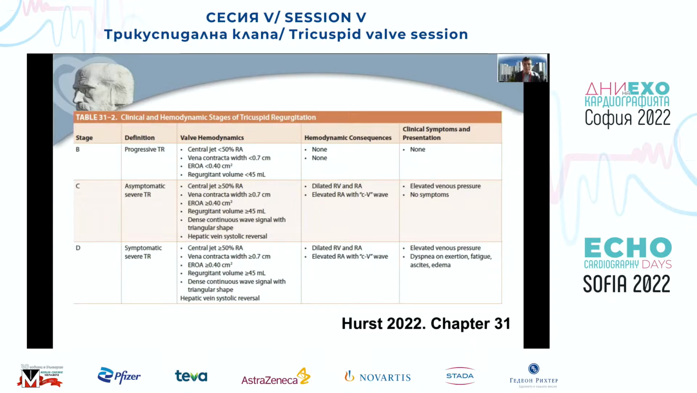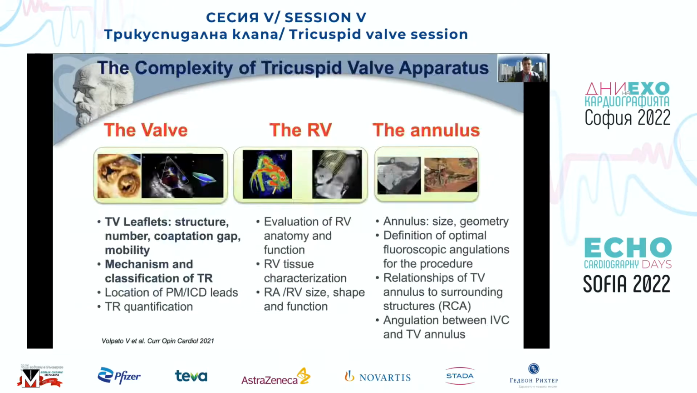But I'm sure that in the very near future, we will treat percutaneously more frequently our patients, even if they are still asymptomatic. What do we need to look for in these patients? First, the valve, the right ventricle, and the annulus. So we need to analyze the morphology of the valve in a patient with TR. We need to see the structure of the leaflets, the number of leaflets, the coaptation gap, the mobility of the leaflets, also the mechanism of the tricuspid regurgitation.